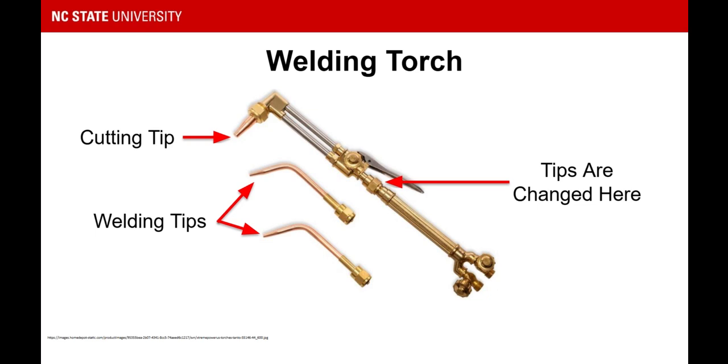Most welding tips are 0 or 1. Most of your brazing tips are going to be closer to a 2 to 5 range. But on those torches, it'll tell you what the operation is, what thickness metal you can weld or braze with it, and the pressures that you should use for each of those tips.